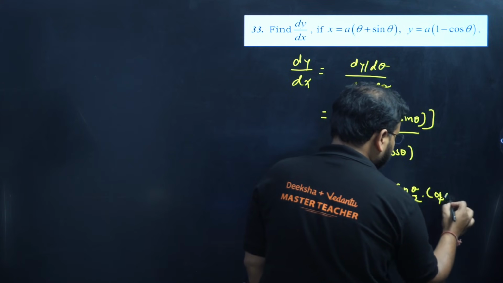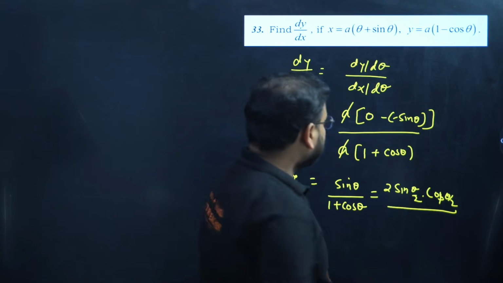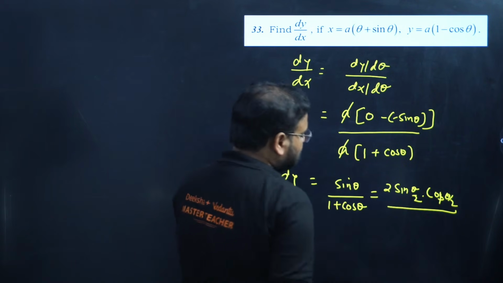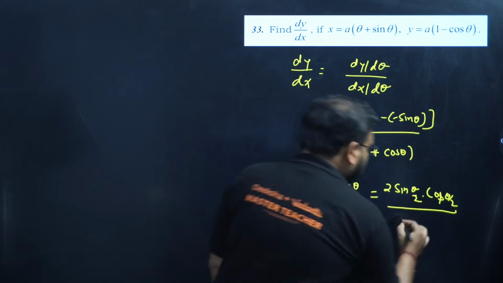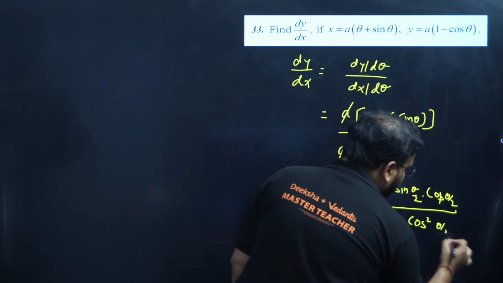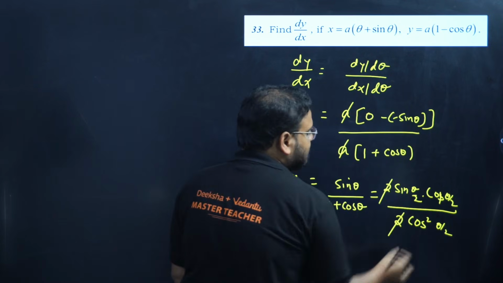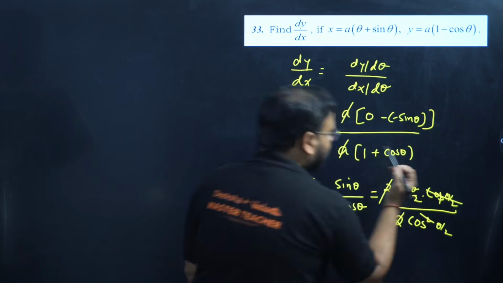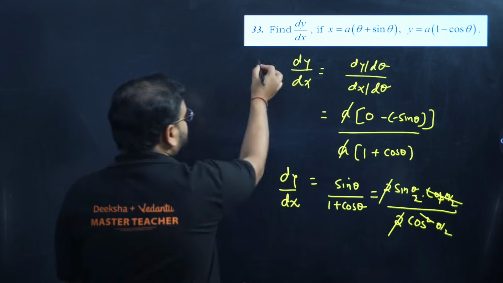cos theta by 2. So 2 sin theta by 2 cos theta by 2. 1 plus cos is what? 2 cos square theta by 2. 2 and 2 cancels. This cos cancels the cos square. You have sin by cos left.